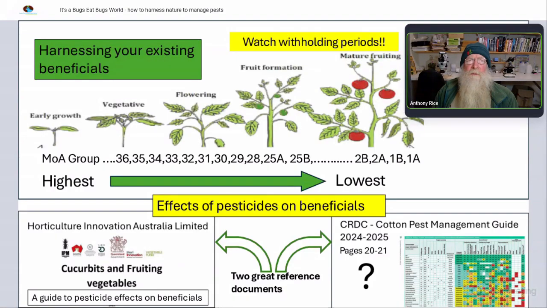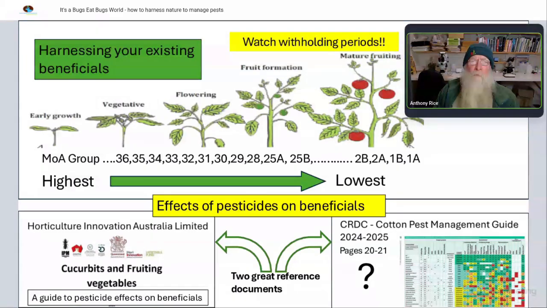Of course, towards the end, you've got to look out for withholding periods, and that's the time when some of the broad spectrums do come into their own and they can be useful as far as a pest management tool go. But again, what's your thresholds?